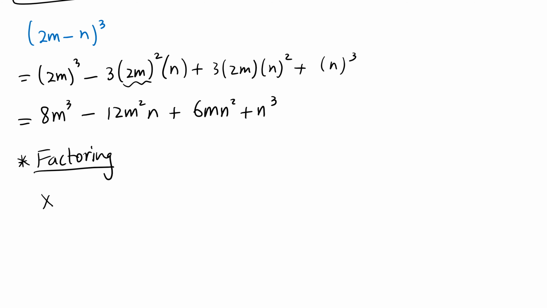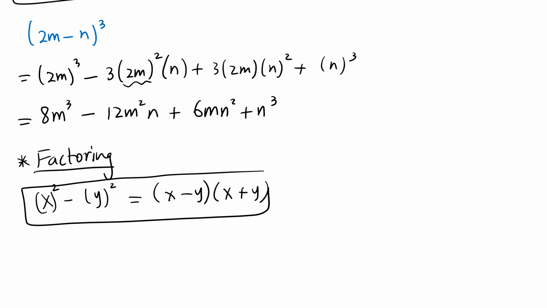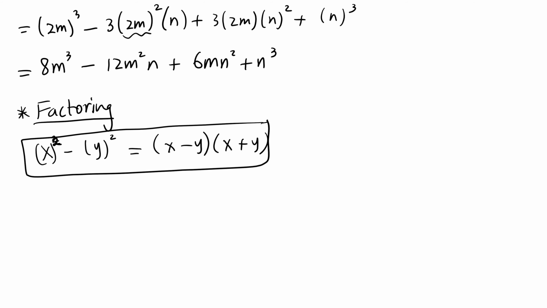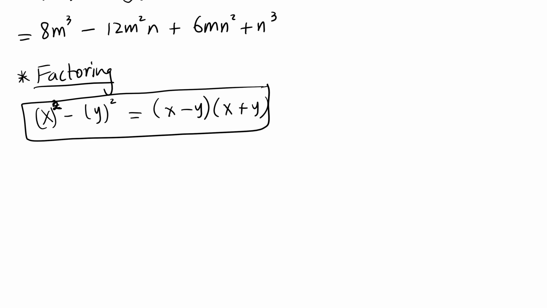Factoring x squared minus y squared. This is x minus y, x plus y. That's called difference of squares. Very important stuff. So to apply it, let's look at an example.